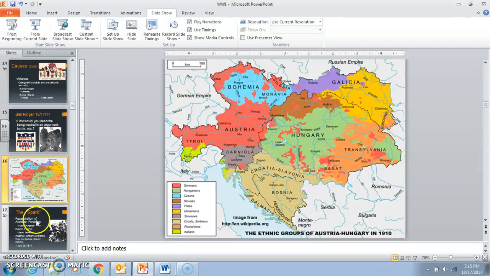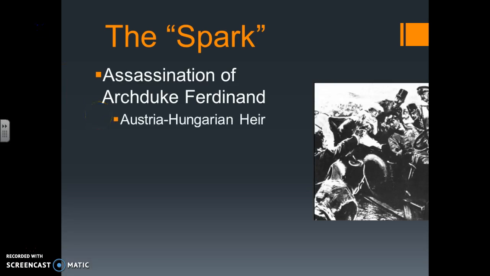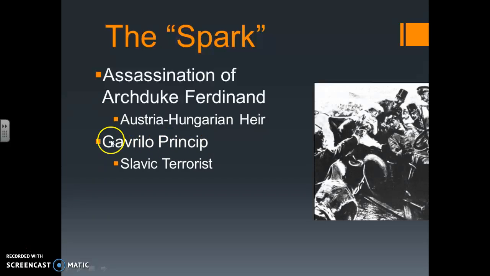But essentially what this spark is all about is that the assassination occurs of Franz Ferdinand. He's the Austro-Hungarian heir to the throne, which means he's second in line. Gavrilo Princip is a Slavic terrorist from Serbia. The reason why I say Slavic here is because a lot of the countries like Russia, Ukraine, Serbia, Croatia, a lot of those countries around that area are Slavic in descent. So they relate to each other in similar ways, if not language, then different cultural similarities. So we see this stuff there.